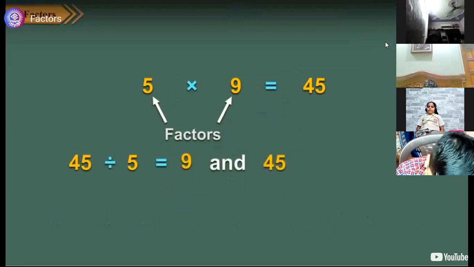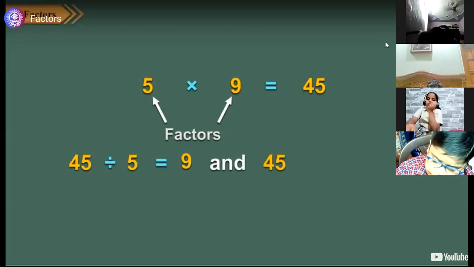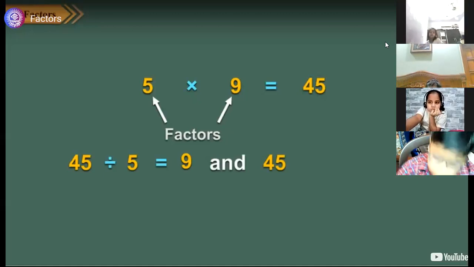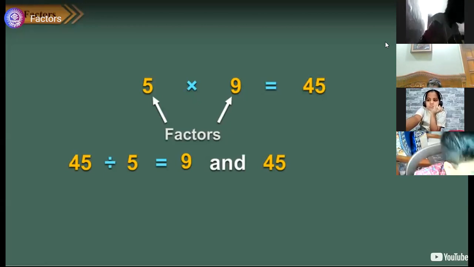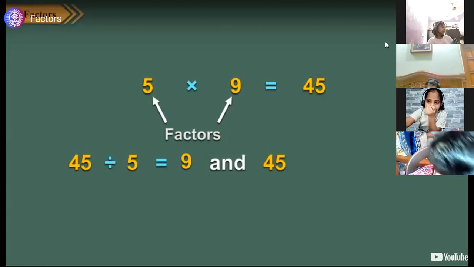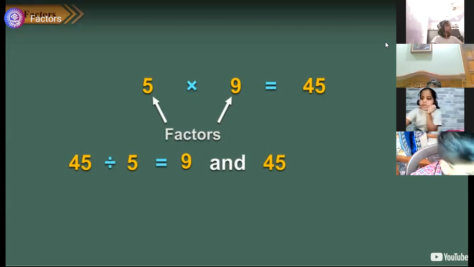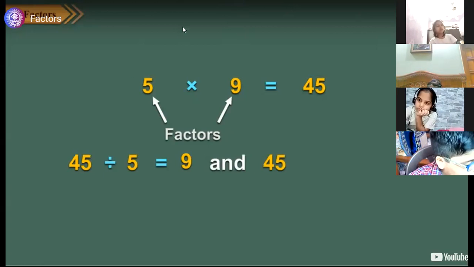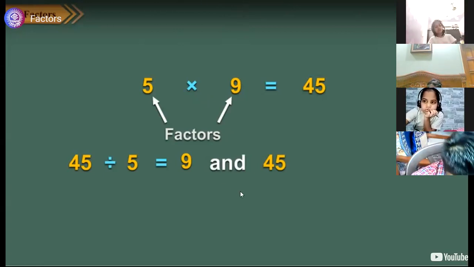Beta, we all know that when we have this multiplication fact, that is 5 multiplied by 9 is equal to 45, this statement can be termed a multiplication fact. When we multiply 5 by 9, the answer will always be 45. So this is called a multiplication fact. And how are we going to write down the division fact by using this multiplication fact?